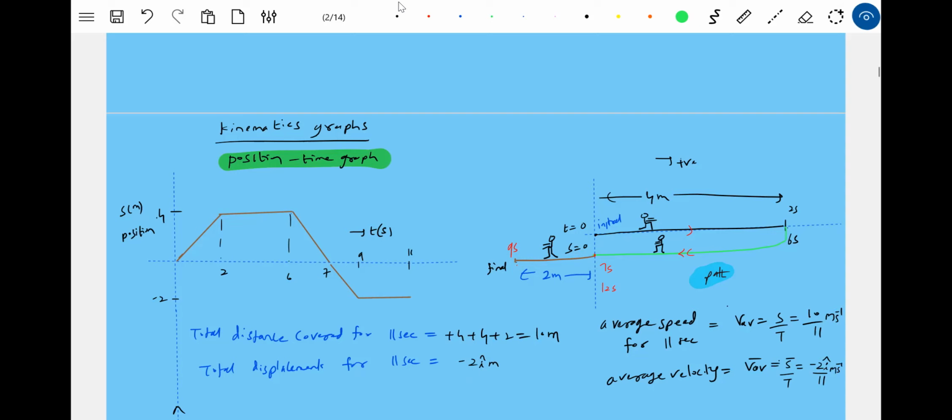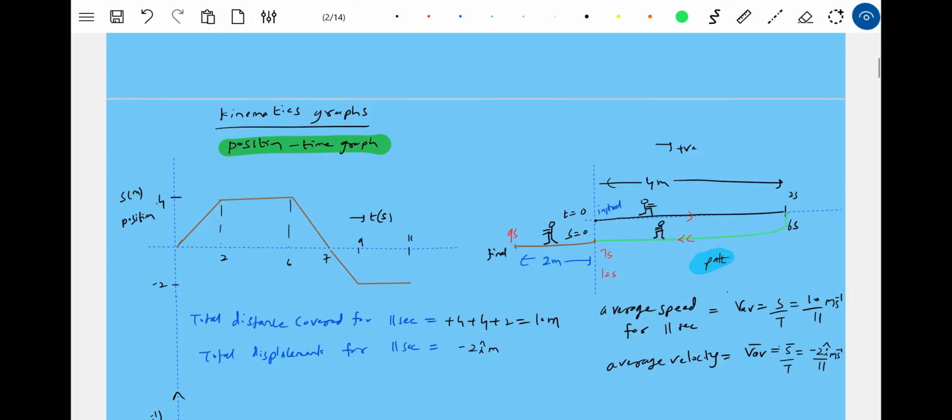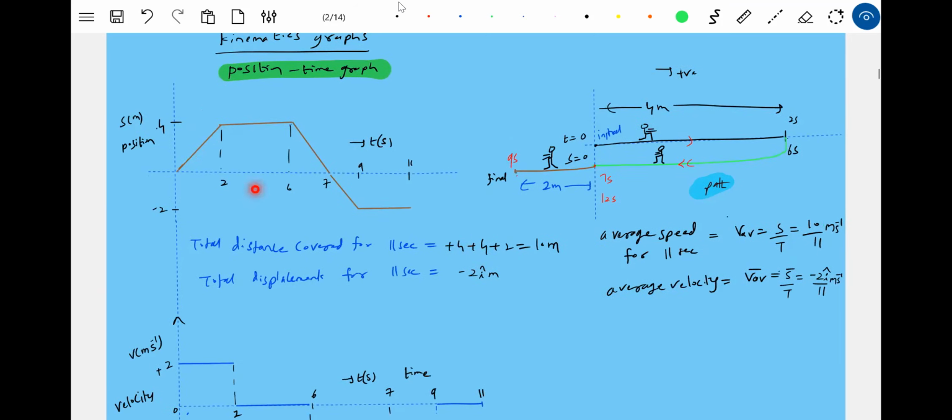Okay, I think fine. So we are able to predict so many things here. The path will be like this. First, he will move along the positive x-axis, then he will return back, then he will walk 2 meters. This is for the motion that takes place here. What about its velocity versus time graph? Okay, let's do one thing.